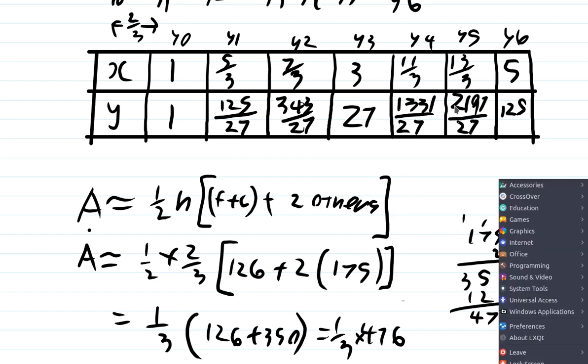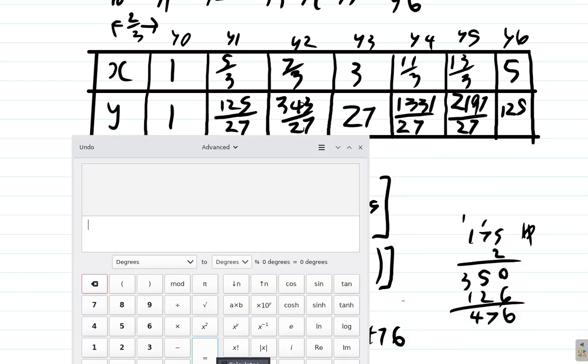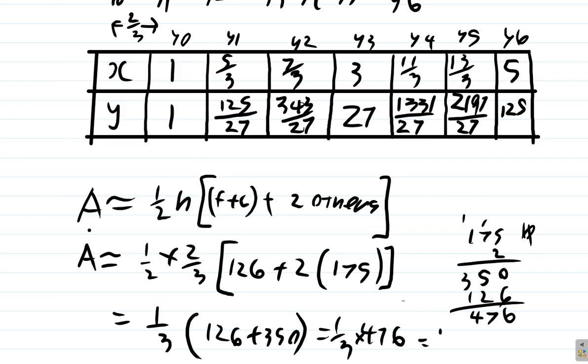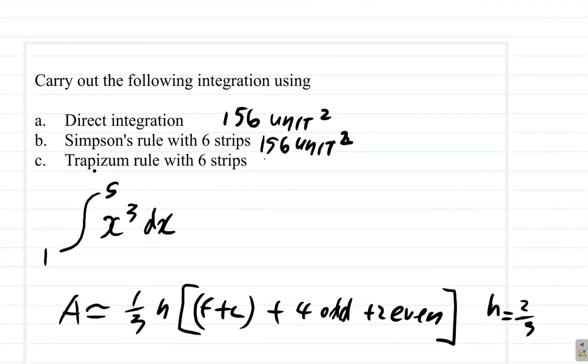Alright, so it's like saying 476 times 1/3. 476 over 3 then equals 158 and 2/3. So the trapezoidal rule is saying 158 and 2/3. Alright? So you see it's less accurate than Simpson's rule. But in this case, Simpson's rule gives us the exact value.